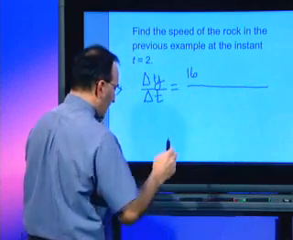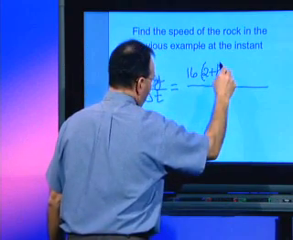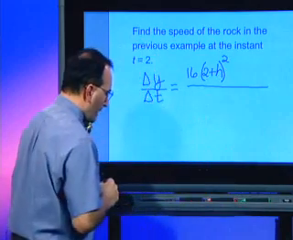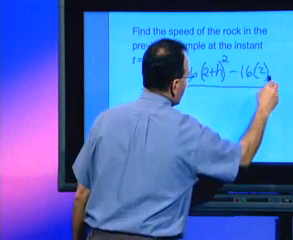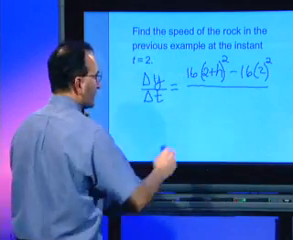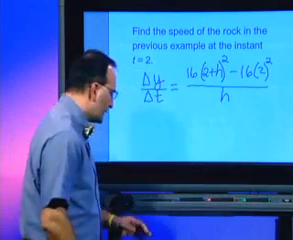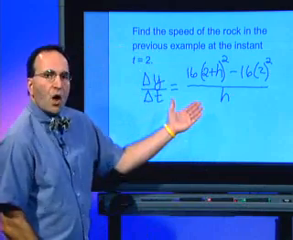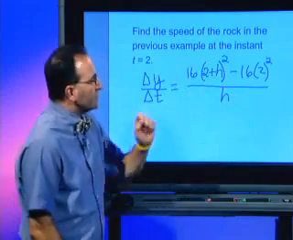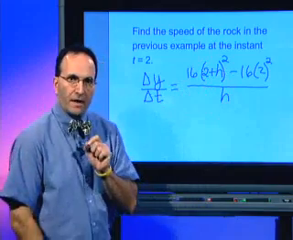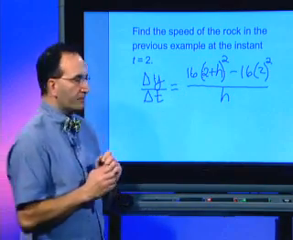It would be equal to 16 times the quantity 2 plus h squared minus 16 times 2 squared, and that's all over h. And what we're looking at is what's going to happen to this formula as h gets very close to 0. In fact, we're going to look at what's called a limit as h goes to 0.